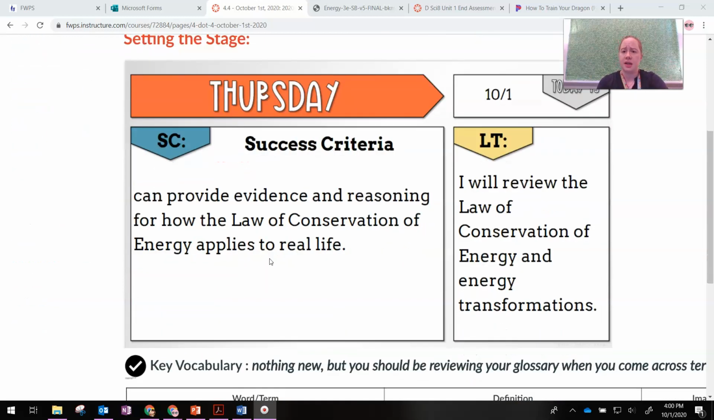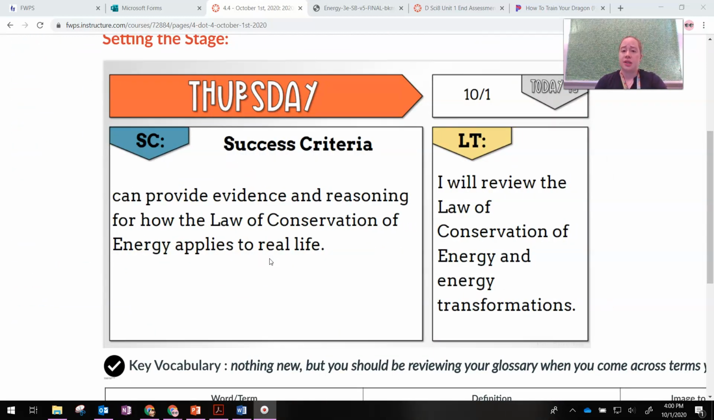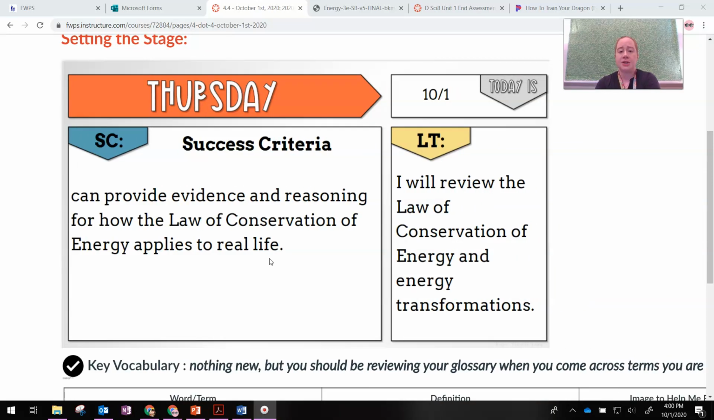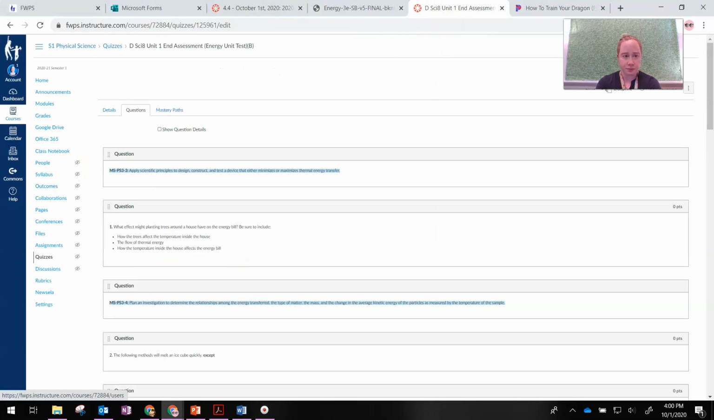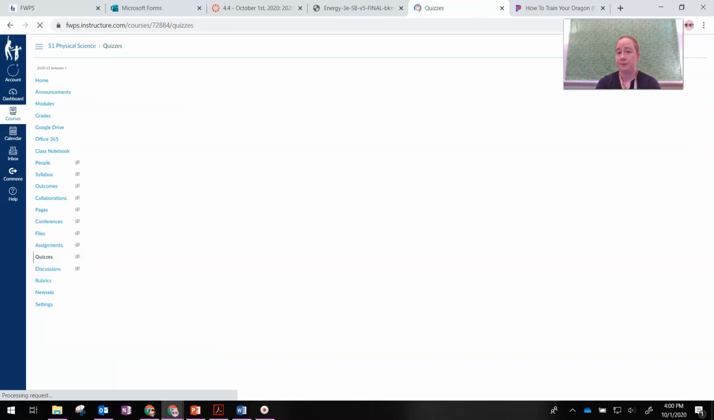Our learning target and success criteria was: I can review the law of conservation of energy and energy transformations, and I can provide evidence and reasoning for how the law of conservation of energy applies to real life. We didn't add any new terms in our glossary today, but we reviewed the Follow the Energy quiz. So I'm going to go over a little bit of that just so that if you were gone, you catch a little bit of what we talked about.